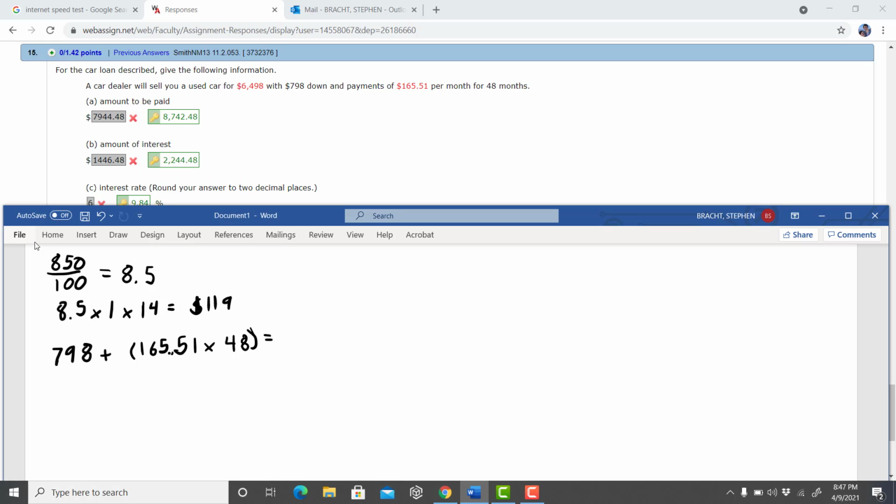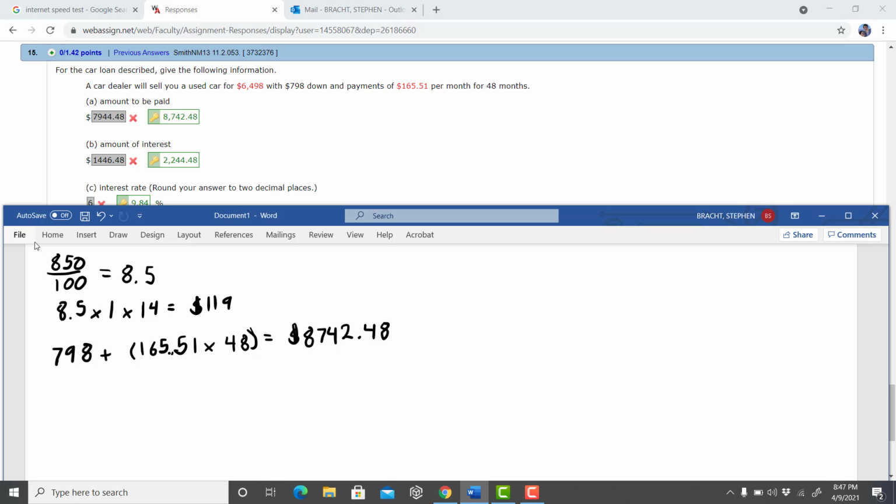And that gives you the total amount paid, which is $8,742.48. Okay. Part B, what is the amount of interest? Okay, so the amount of interest will be basically the sum of all the monthly payments minus the amount financed, right?